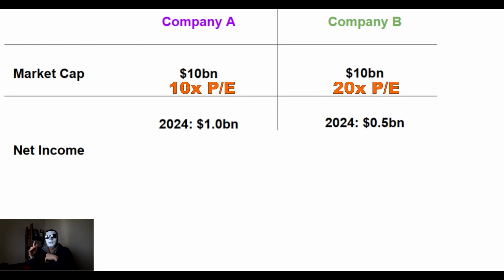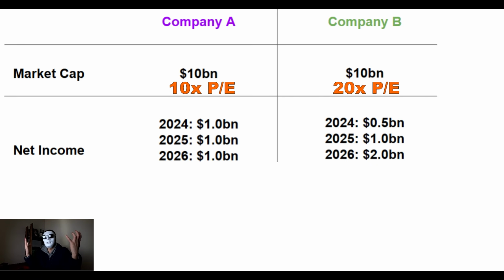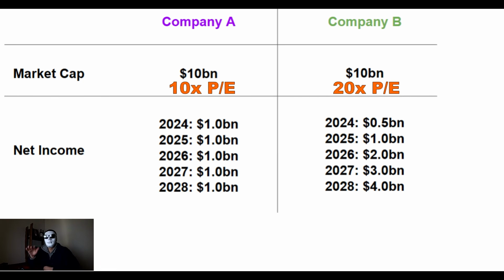Let's assume that in 2024, Company A and Company B recorded net income of 1 billion and 500 million. But in 2025, Company A again recorded 1 billion and Company B suddenly also recorded 1 billion. Then in 2026, Company A's net income still stays at 1 billion, but Company B's net income increased to 2 billion. In the next 2 years as well, let's assume that Company A's net income stays at 1 billion, but Company B's net income increased to 3 billion and 4 billion. Now in aggregate, over the 5-year time frame, Company A generated total net income of 5 billion, while Company B generated total net income of 10.5 billion.